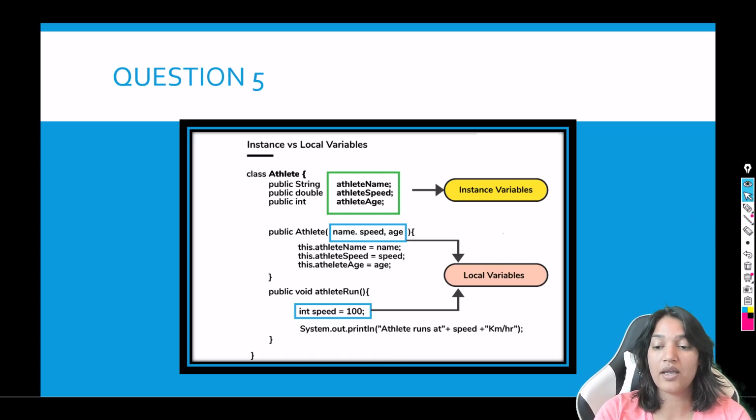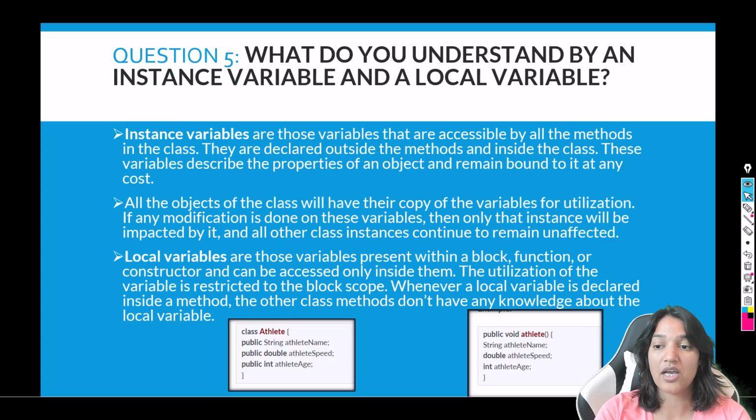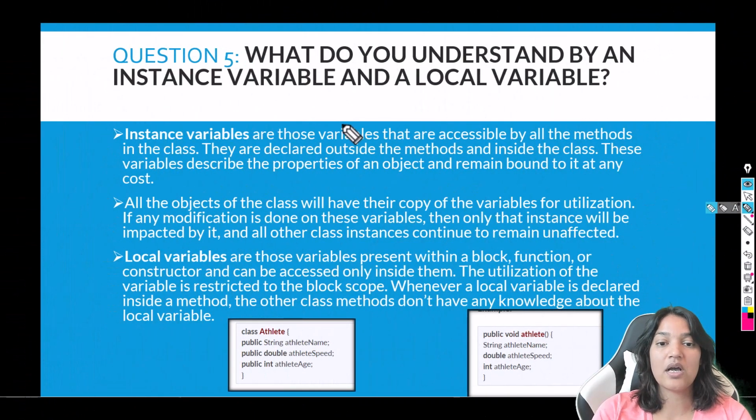Let's go through the definitions one more time. Instance variables are those variables that are accessible by all the methods in the class. This particular variable is accessible by every method because it belongs to the class. They are declared outside the methods and inside the class. Athlete name, athlete age, and athlete speed were instance variables, and these variables describe the properties of the object and remain bound to it.